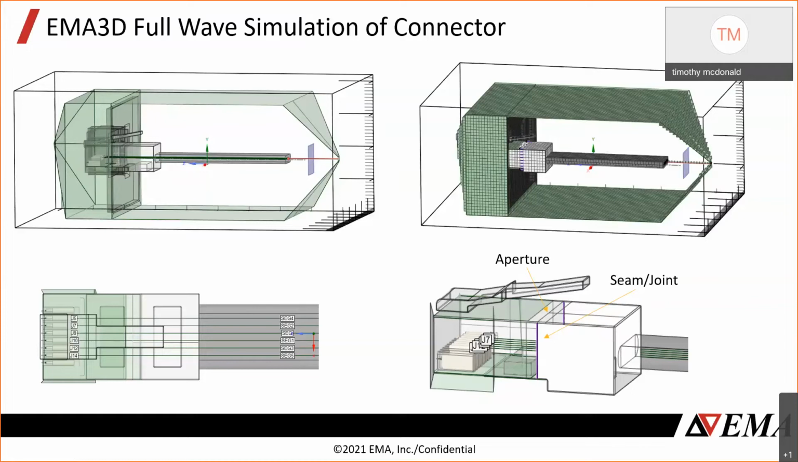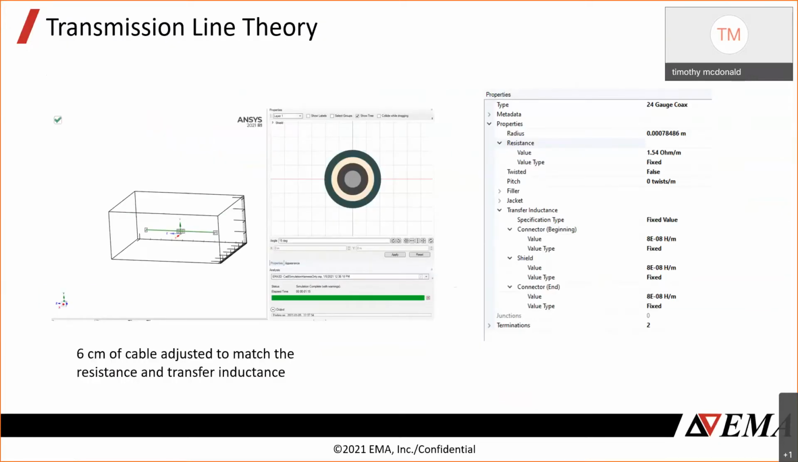And then we can run the full wave simulation, and we can compare the transfer impedance we get in the simulation to what we measure. We also modeled it another way. We used transmission line theory, or our EMA3D wire modeling tool, where we can put in a parameterization of the transmission line theory transfer impedance. And so we've taken the same length of the connector and the stub of the shield, about 6 centimeters, and we've matched it to the resistance and transfer inductance that we saw experimentally, and we're able to use that as a simplified model. The point is, we don't have to model every connector full wave.